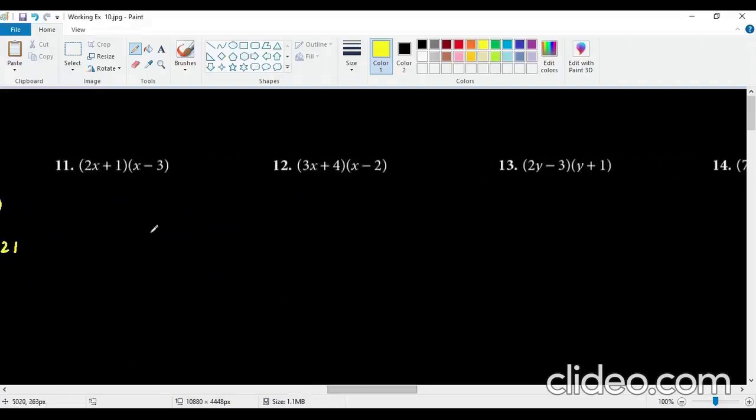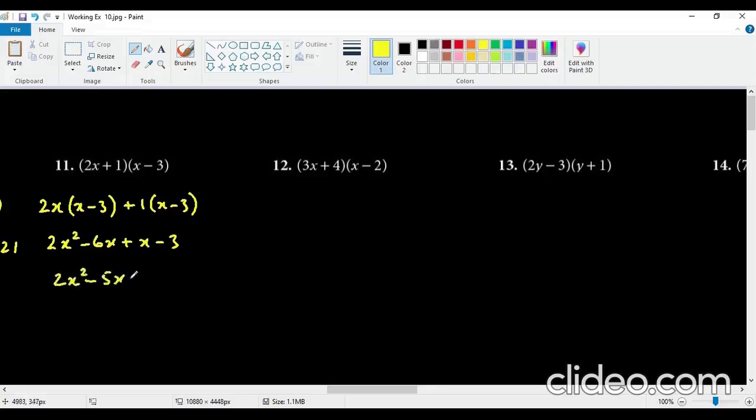In the first one, it says 2x is multiplied by x minus 3, and plus 1 is going to be multiplied by x minus 3. So first one is going to give you 2x square minus 6x plus x and minus 3. So 2x square minus 5x minus 3 is going to be your final answer.